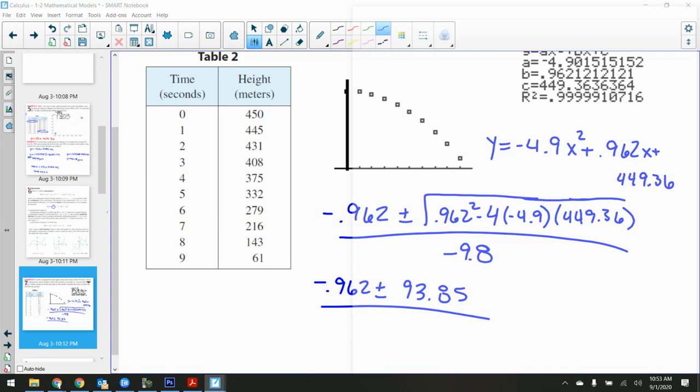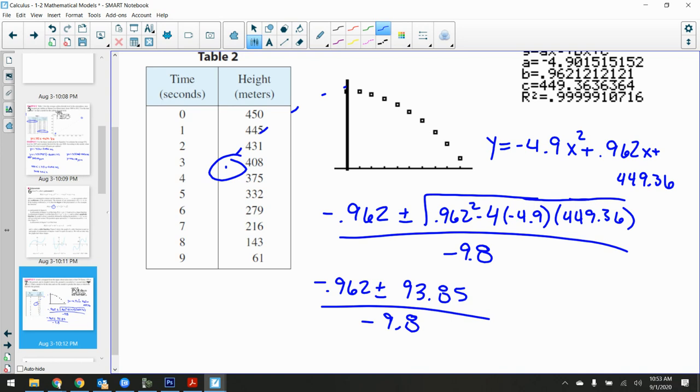Divided by negative 9. Oh, seriously, Photoshop. Now, at this point, I can throw out the negative answer, right? I know that this will get me another negative solution somewhere over here, but I don't even want that. I'm not even going to try to calculate that. I want the only positive one that's going to happen.